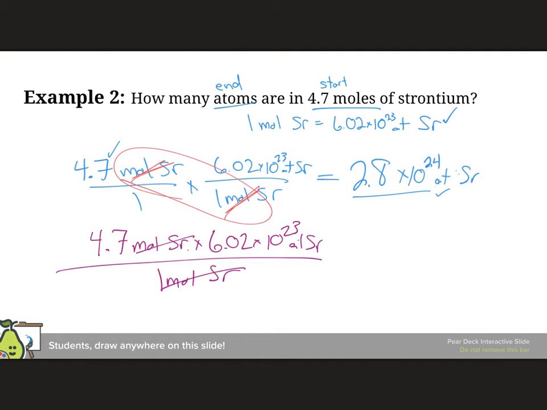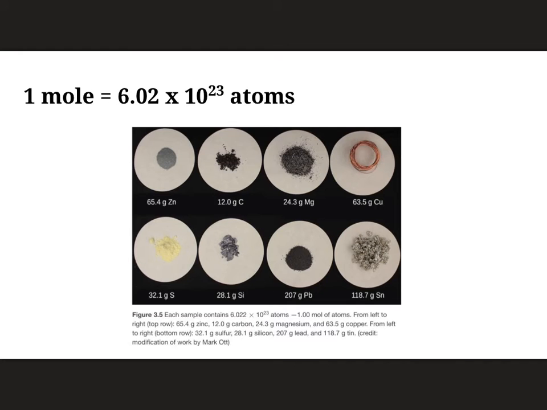All right, let's go on to the next one. So now let's get into grams. We know that 1 mole of any substance is 6.02 times 10 to the 23rd atoms. What this image shows is 1 mole of 8 different elements. So there's 6.02 times 10 to the 23rd atoms of each of those elements in that picture.